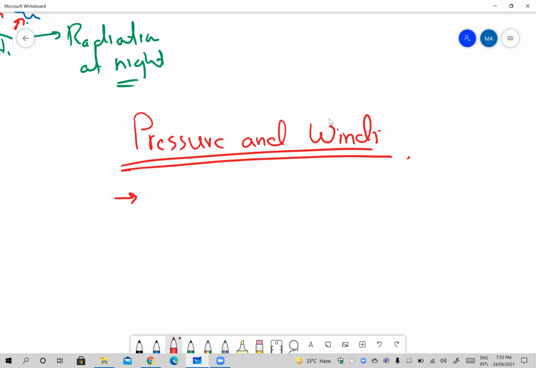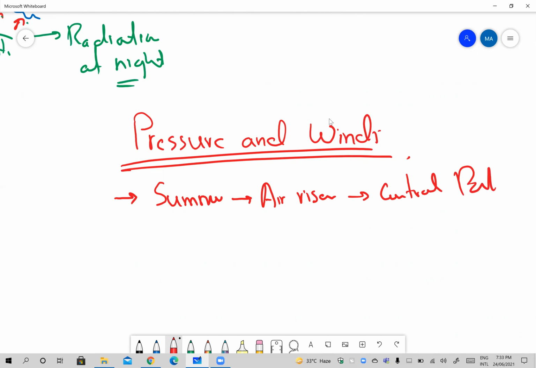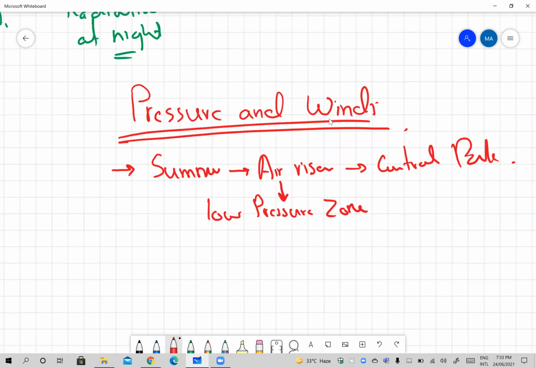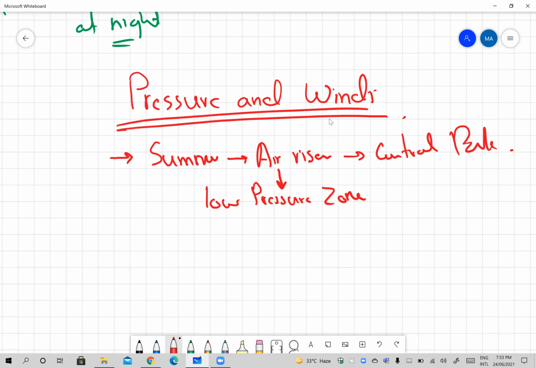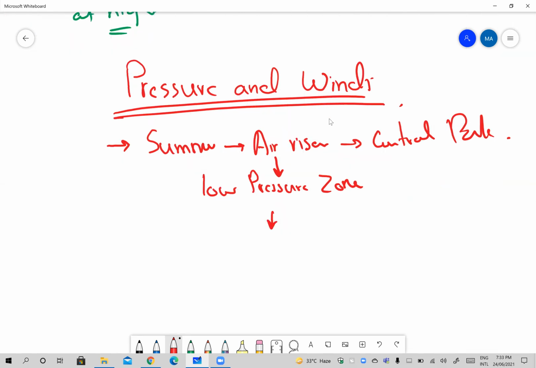So what you can say is that in summer season, air rises. We're talking about central Pakistan here. And when that air rises, it creates a low pressure zone. What happens is that this low pressure zone is then replaced by the air coming from the oceans, because that air is relatively cooler, at lower temperature, and obviously it will have greater density. It will fill up the spaces.